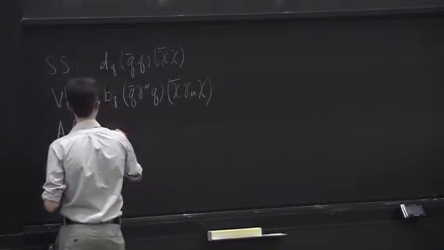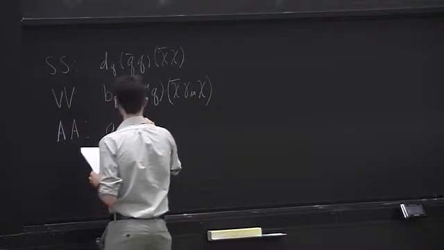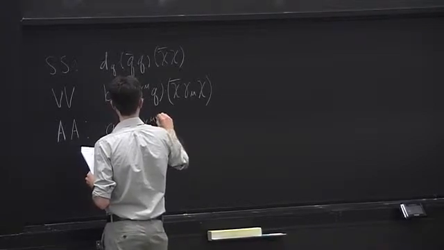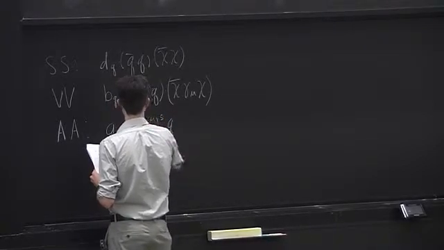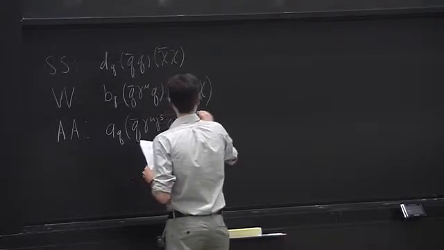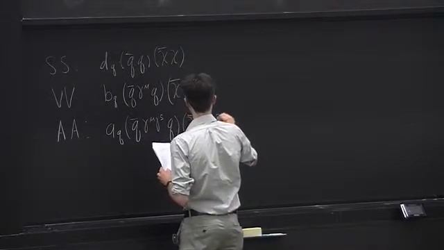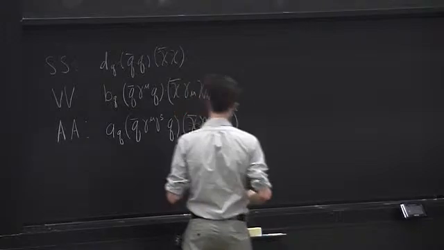And finally, for AA, I'm going to write some coupling AQ, and I'm going to write Q bar gamma mu gamma 5 Q, chi bar gamma mu gamma 5 chi.